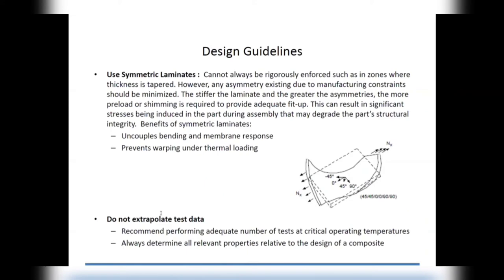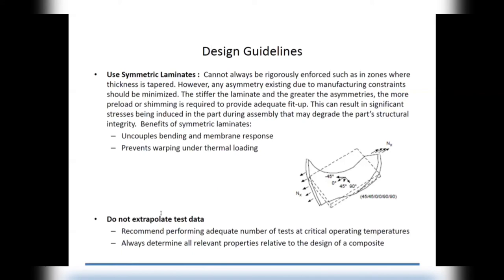Another thing I want to talk about is design guidelines that should be thought of. One idea is to use symmetric laminates. It's not always easy to use symmetric laminates. Depending upon the application, that might not be the best choice. But using symmetric laminates, and we talked about what that means, it just means that the plies in the stacking sequence mirror the midplane of the composite. You may not be able to always enforce symmetric laminates at tapered zones, unfortunately.